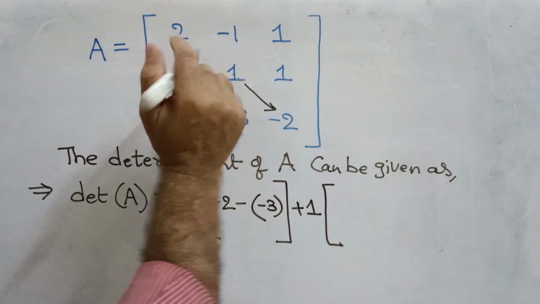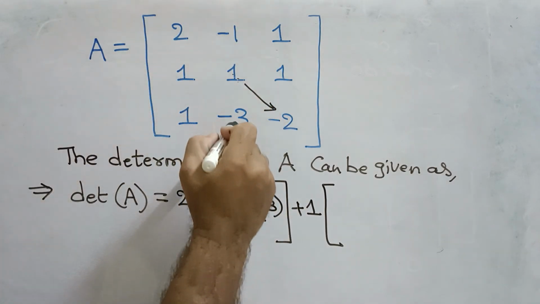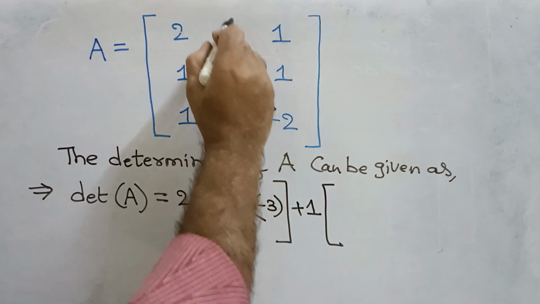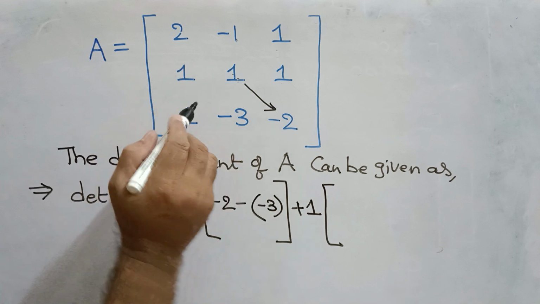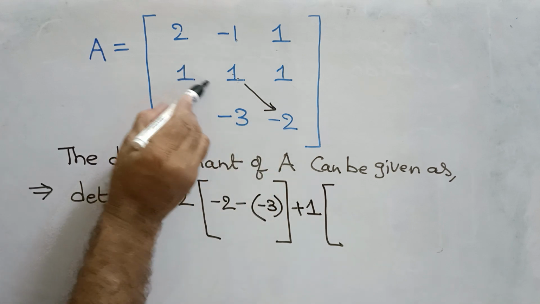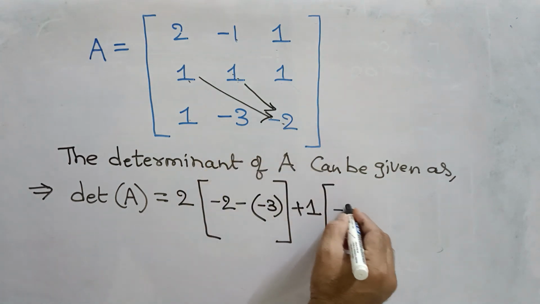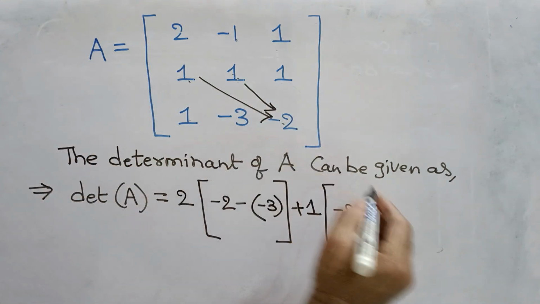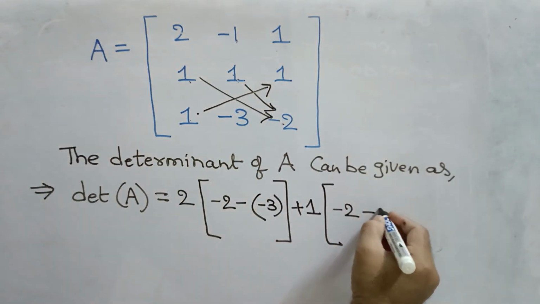Therefore 1 into, ignore that row as well as the column associated with it, minus 1. Remove these two. Then the sub elements are 1 1, 1 2, minus 2. Take it this way and multiply: 1 into minus 2, how much? It is minus 2. Then minus 1 into 1, like this.